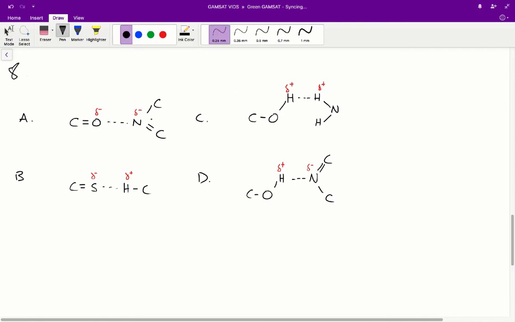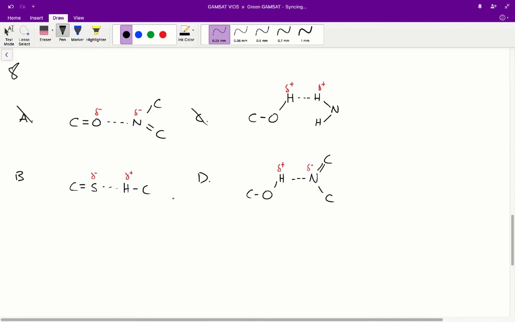One, A and C are not dipole-dipole bonds, and that's because we have the same delta value on each of our bonding atoms. So oxygen has a delta negative value, nitrogen has a delta negative value. Dipole-dipole moments only occur between atoms that have opposite delta values. So A and C are both not dipole-dipole bonds.